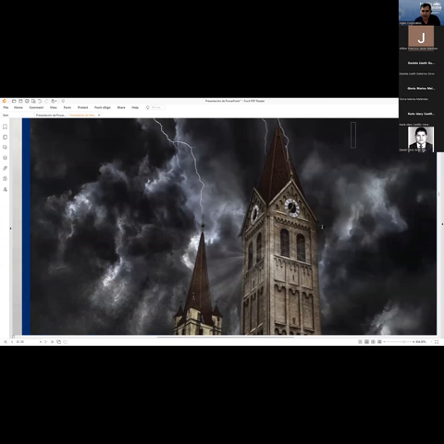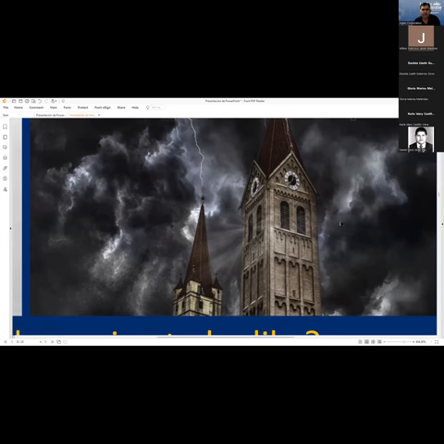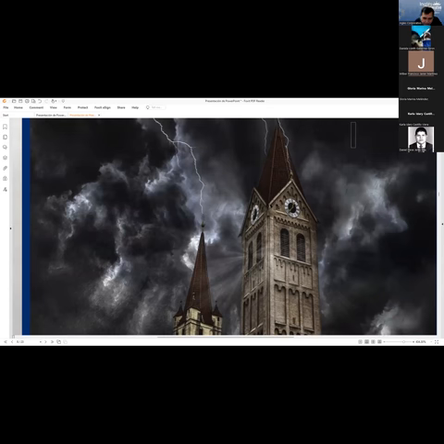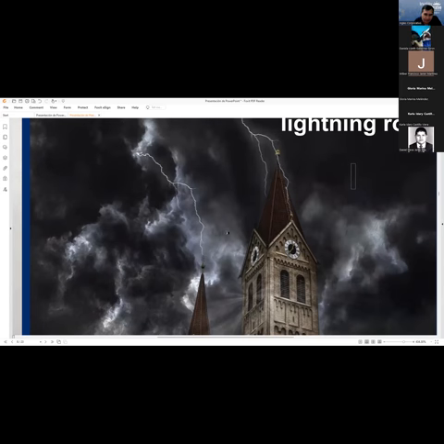Okay. Is it going to rain or is it raining? Going to rain. It's going to rain, right? Okay. Does lightning strike in the dry or when it's raining? Maybe when it's raining, right?